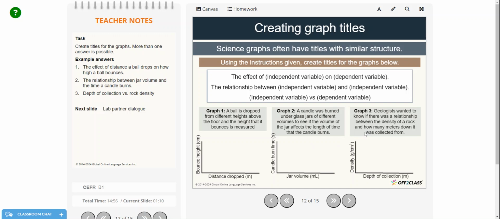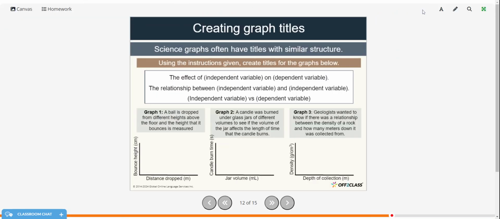And graph 3, geologists wanted to know if there was a relationship between the density of a rock and how many meters down it was collected from. So the title would be depth of collection versus rock density.